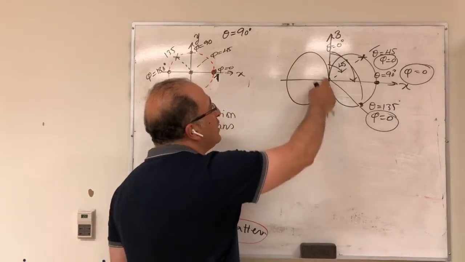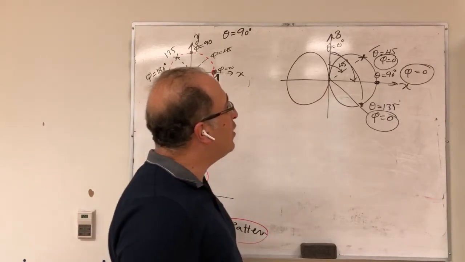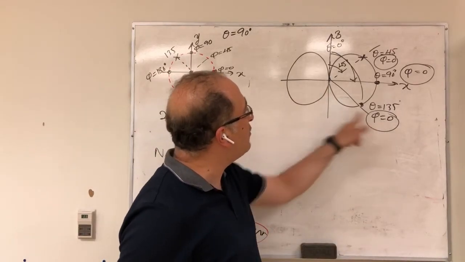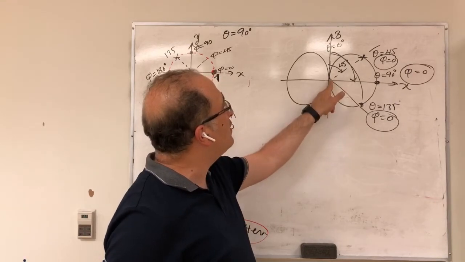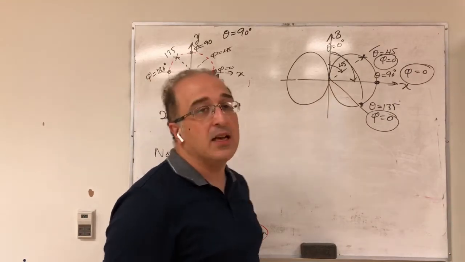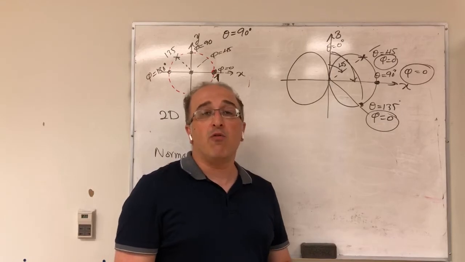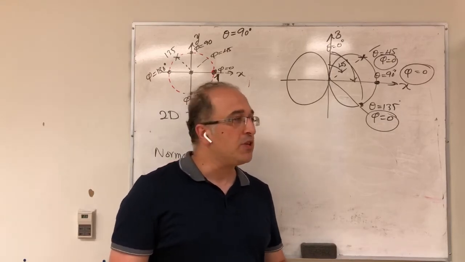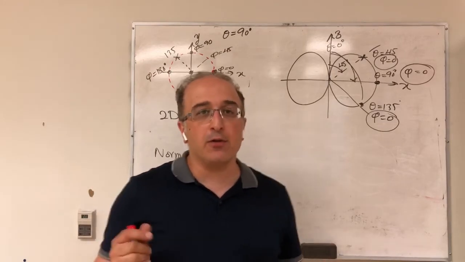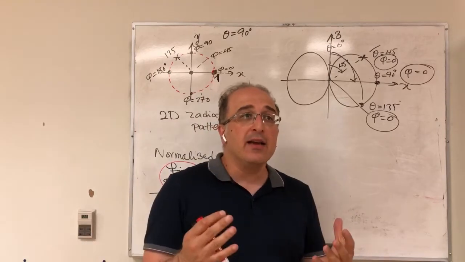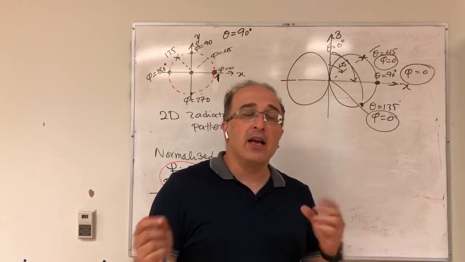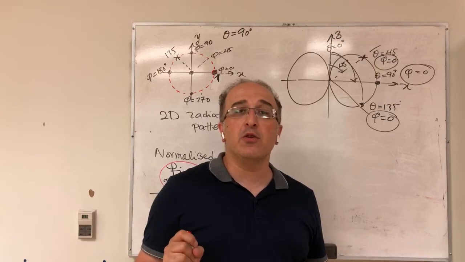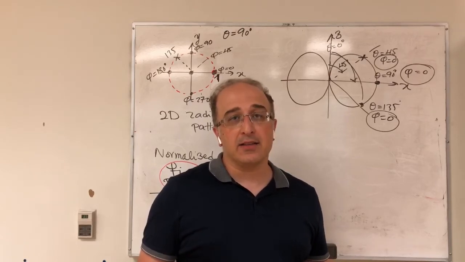Now, if you go to the other side, the only difference is that instead of having phi equals 0, because you are on the other side of the x-axis, your phi is equal 180. So that's the angular dependency. So you're telling how your antenna radiates with respect to different angles.